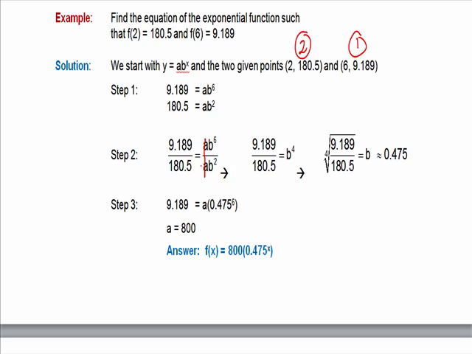Usually when we do these exponentials, you'll see the textbook typically uses about 3 decimal places. But again, notice I didn't round until I got to the very end of finding my b.